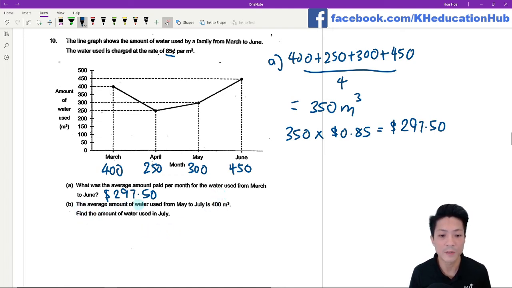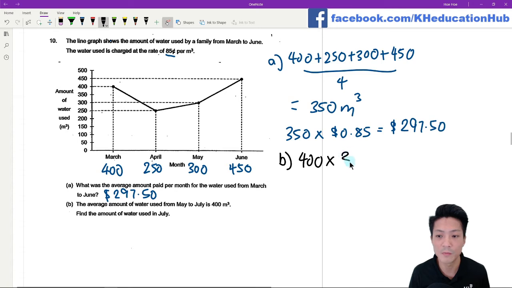Part B, the average amount of water used from May to July, sorry, is 400 meter cube. So find the amount of water used in July. So for part B, we are first gonna find the total amount used from May to July.